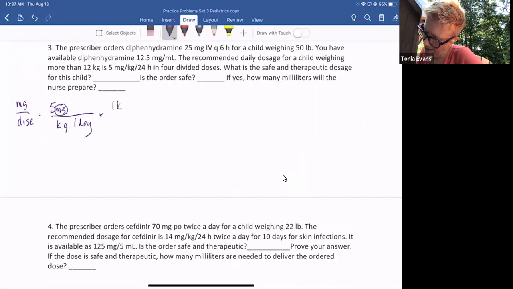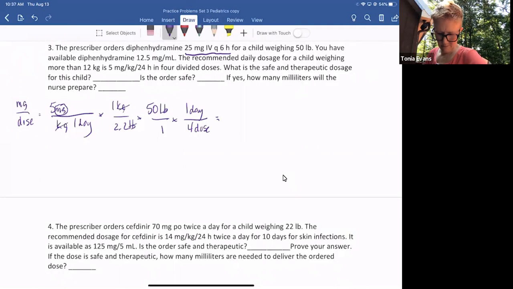And 1 kilogram is 2.2 pounds. I'm just going to take it one step at a time. Get rid of kilograms, let's get rid of pounds. 50 pounds over 1 pound. I need dose, I've got day. 1 day is 6 hours, so that would be 4 doses.